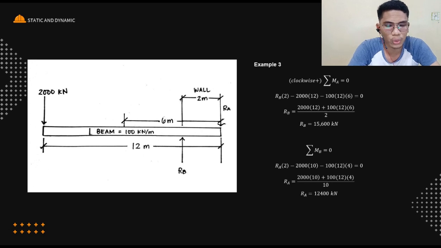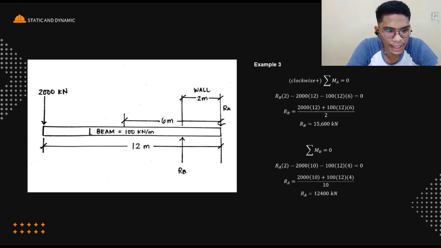So, RB multiplied by 2 minus 2,000 multiplied by 12 minus 100 multiplied by 12 multiplied by 6 is equals to 0. And then RB is equals to 2,000 multiplied by 12 plus 100 multiplied by 12 multiplied by 6 all over 2. So, our RB is 15,600 kilonewton. Then, meron na po tayong RB. Ngayon naman po, hanapin po natin si RA o yung reaction dun sa point A natin. Para naman po magawa natin yon, mag-moment po tayo dito kay RB.